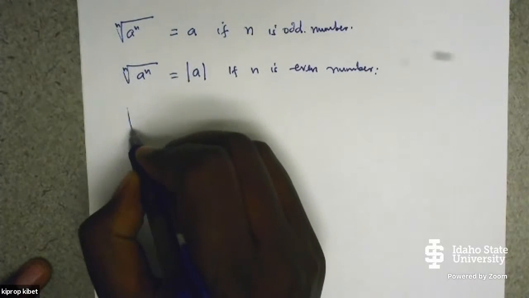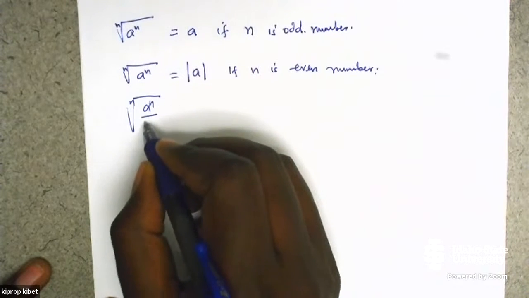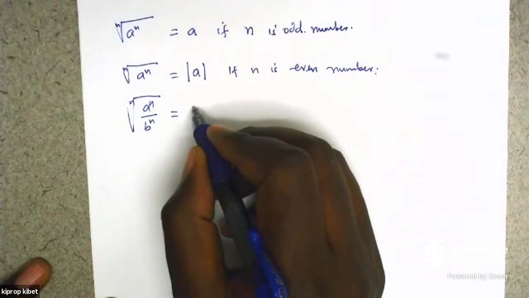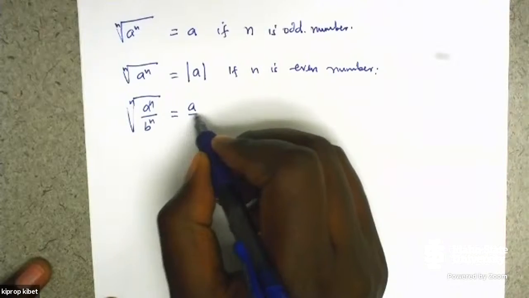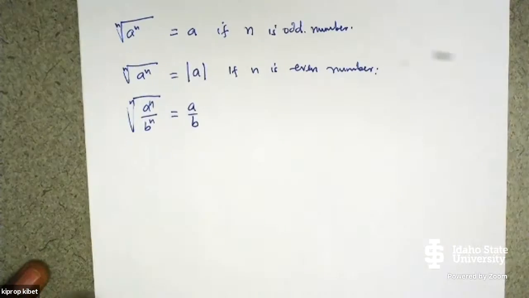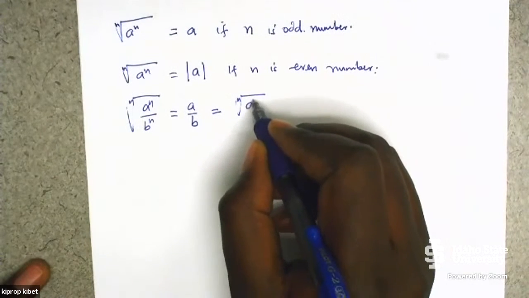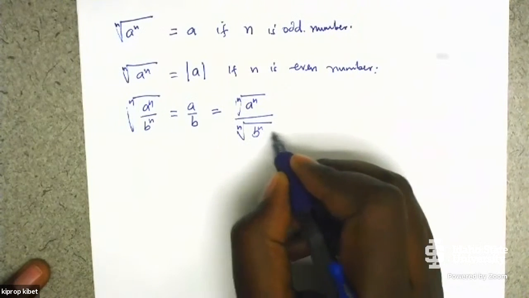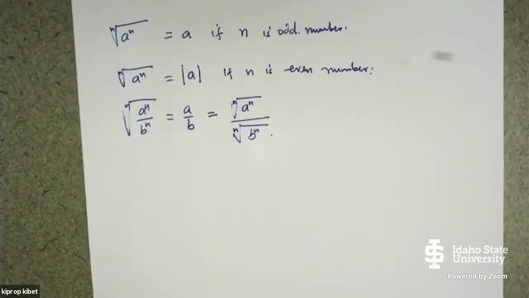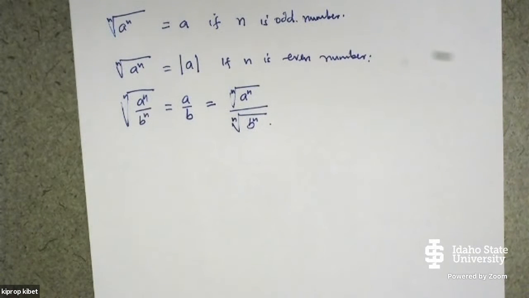Also, the nth root of a^n all over b^n is the same as a all over b, and it is also equal to the nth root of a raised to n all over the nth root of b raised to n. Okay, so that is what we said.